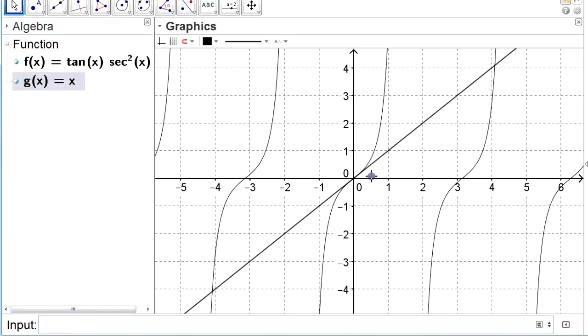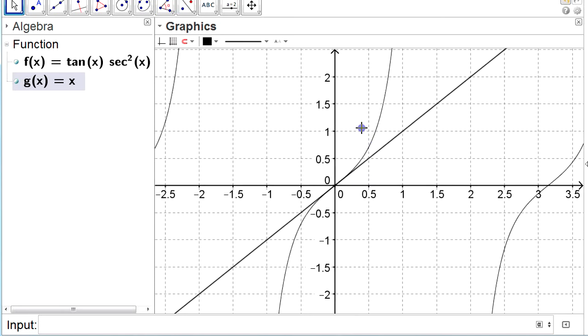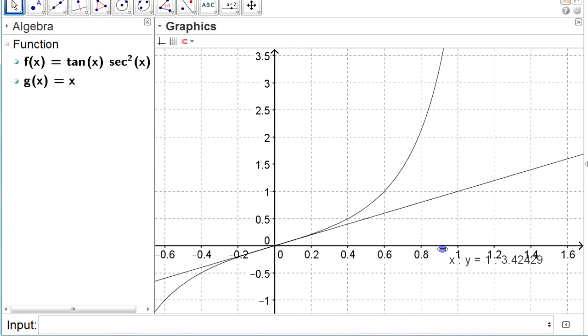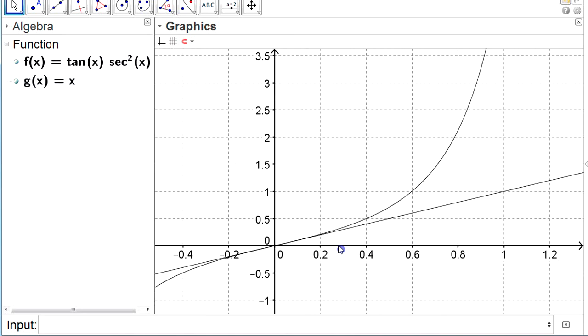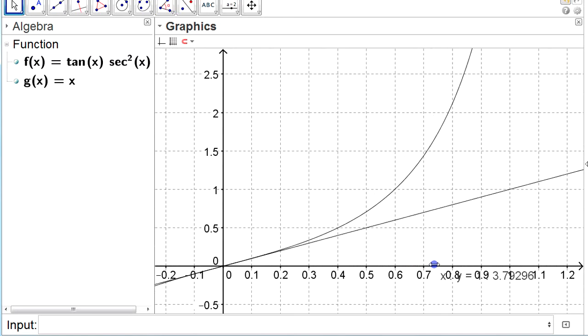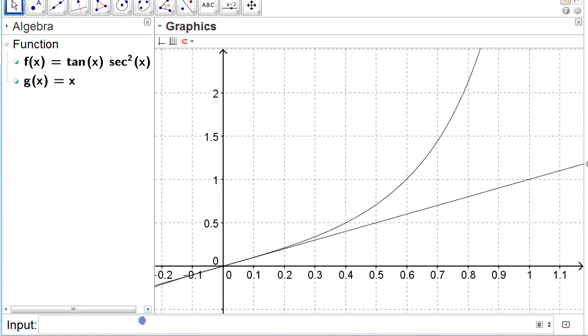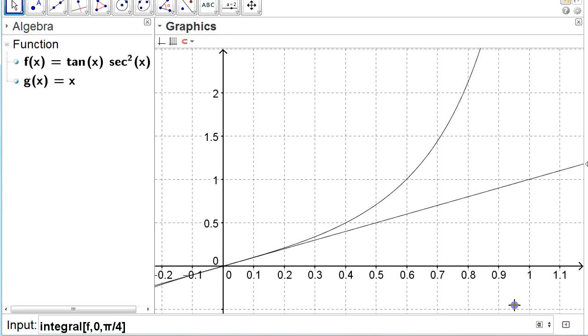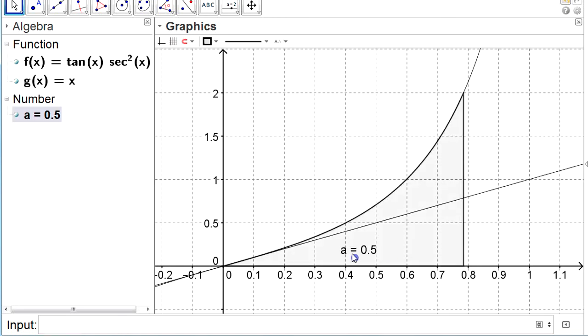Now we're going to have to zoom in quite a bit on this, because all we're doing is looking at the area underneath this thing from more or less 0 to pi over 4, which is somewhere in this neighborhood here, 0.7 or 0.8, and 0 to 1 of the other one. We want to look at these two integrals here. Integral of f from 0 to pi over 4. We're going to have to go over here and get the pi that way. Pi over 4. Might take it a second. There we go. There's that area. 0.5 is that area, what we expected it to be.